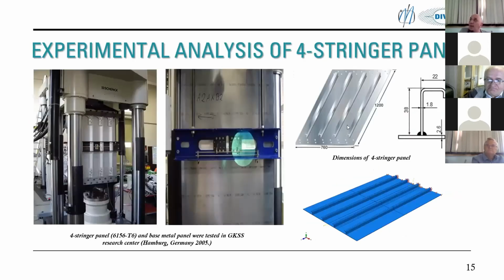Okay, so here we can see results from experimental analysis of these welded four-stringer panels in Hamburg in Germany in 2005. Courtesy of researchers from this institute, we got some, but not all, experimental results from this experiment. This was a project sponsored by Airbus, and you can see that the dimensions of this panel are 760 times 1,200 millimeters, and we can see these L profiles, L beams.